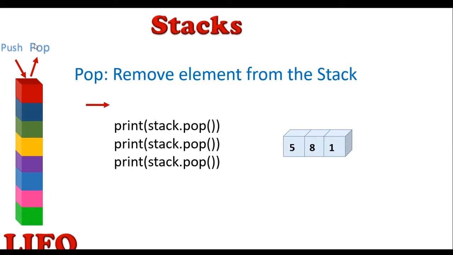For removing elements, we use the pop method. On the screen it is shown. When the first statement gets executed, the last number that I stored, that is 1, is taken out, then 8, and after that 5 is taken out.